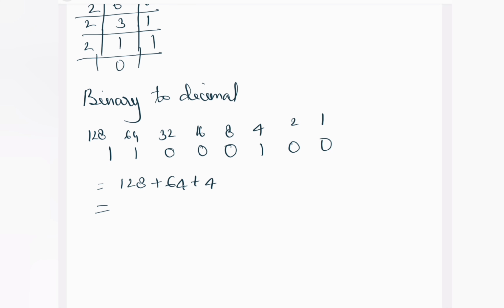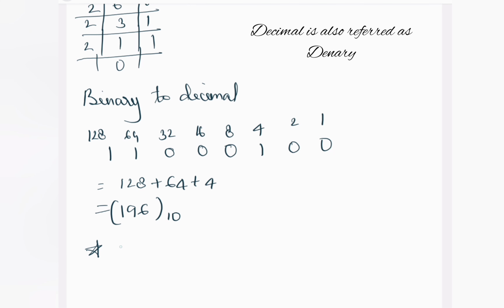So 8 and 4 is 12 and 4 is 16. So we get 6, carry 1, 6, 7, 8, 9 and then 1. So this is the decimal equivalent. And just for information, I'll put a remark over here. Decimal is also referred to as Denary.